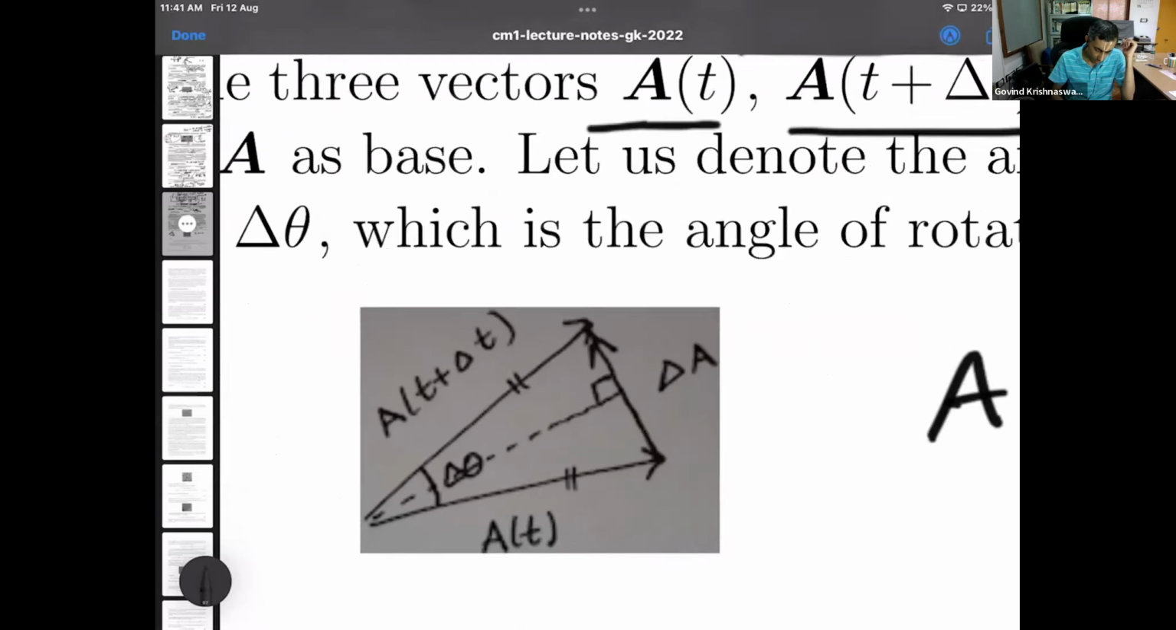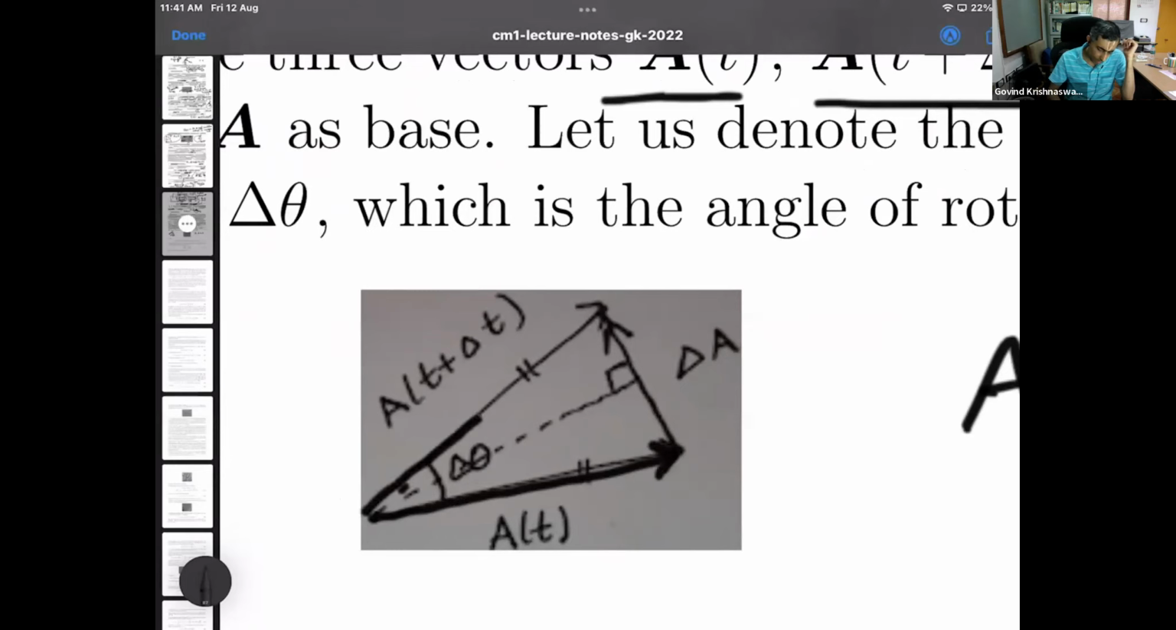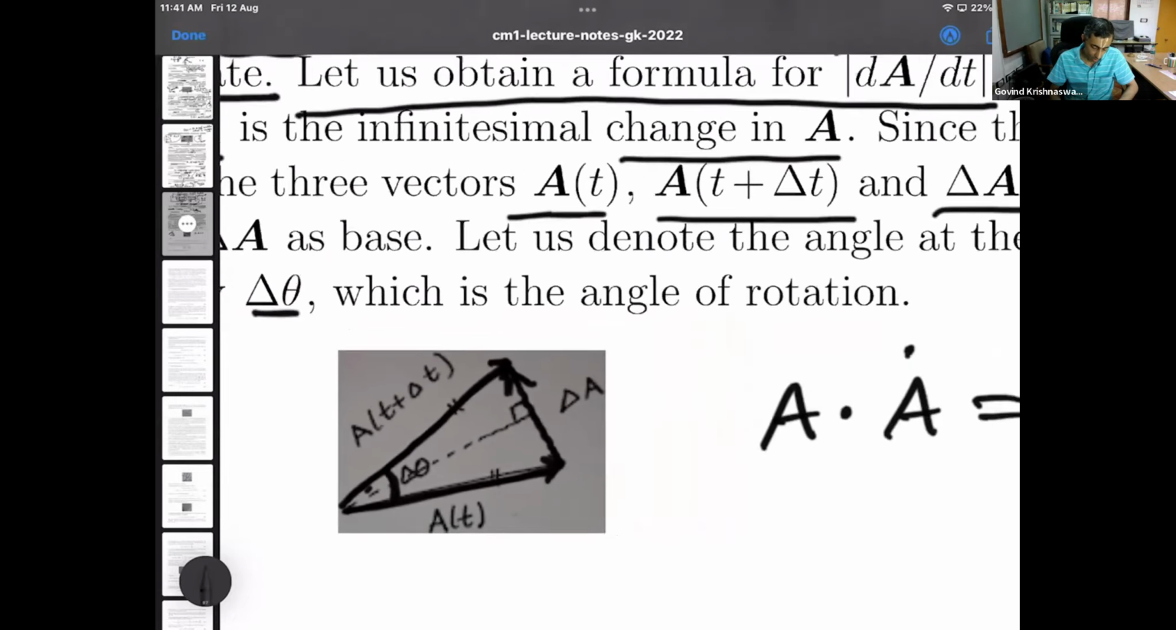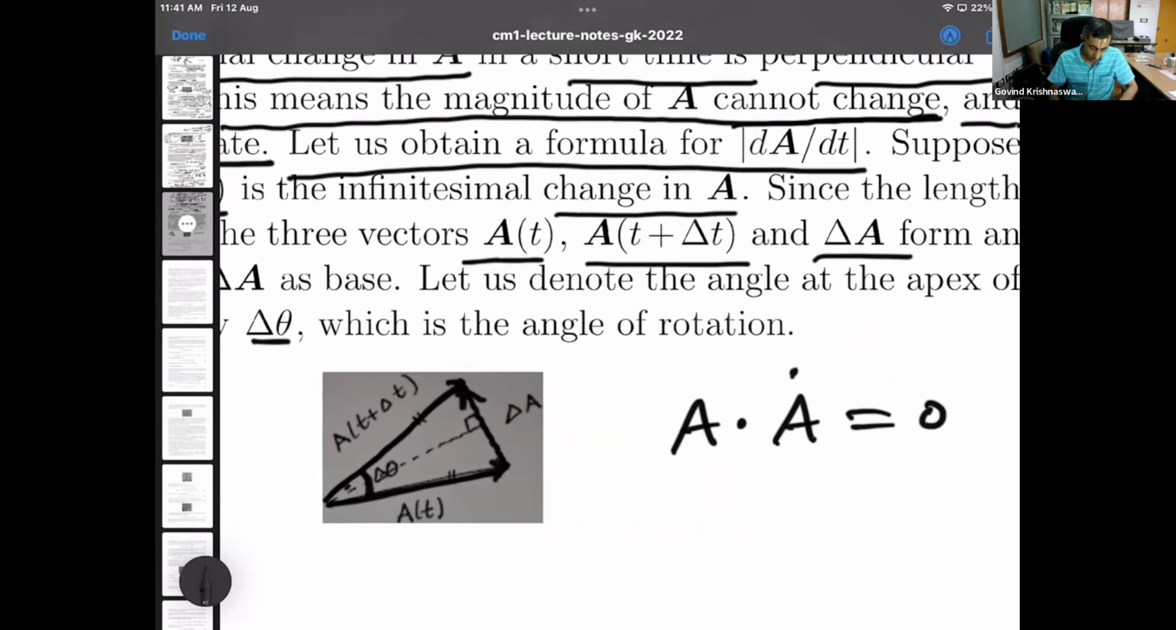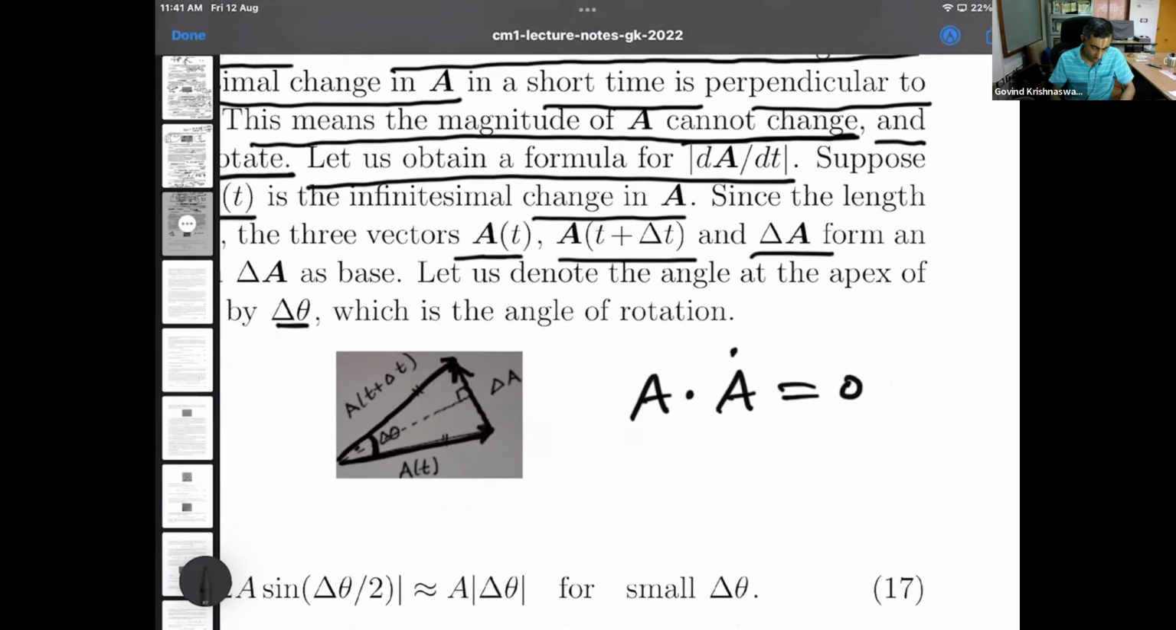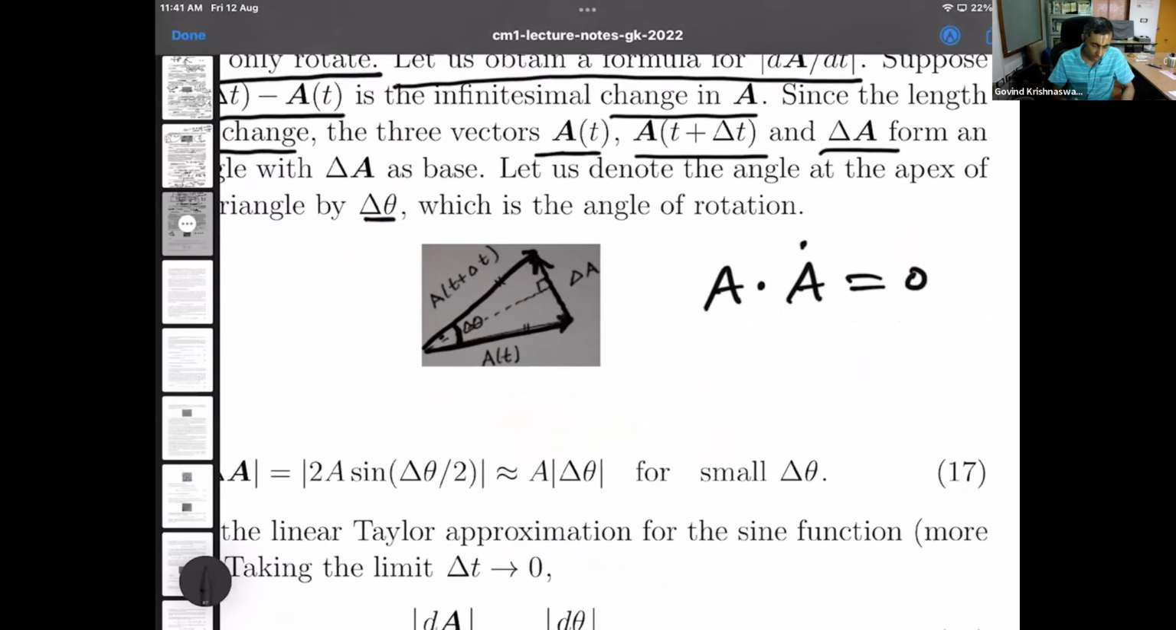This was my initial vector A. It's the final vector A of t plus delta t. This is the change in the vector, pointing from the initial to the final. So that's called delta A. Since the length did not change, these two sides are of equal length, and so this is an isosceles triangle. And let us call the angle at this apex delta theta. So delta theta is the angle of rotation.